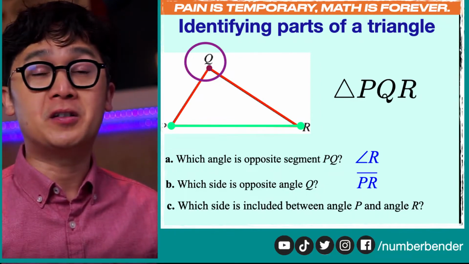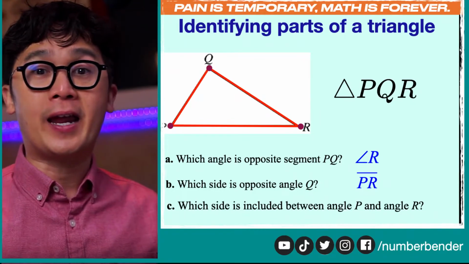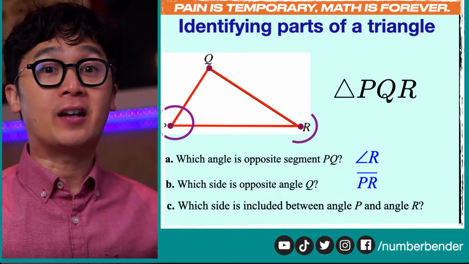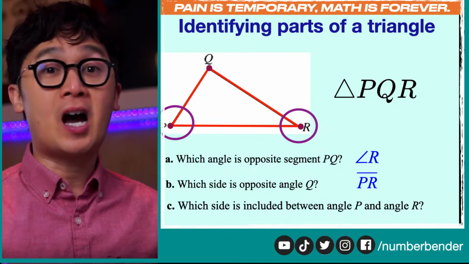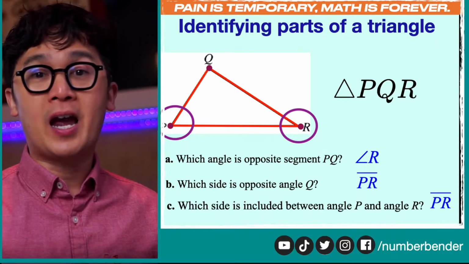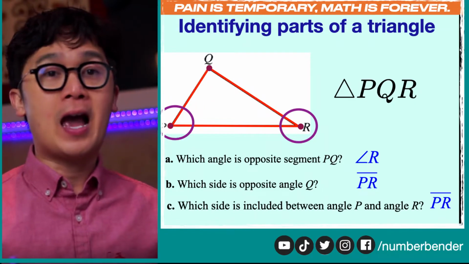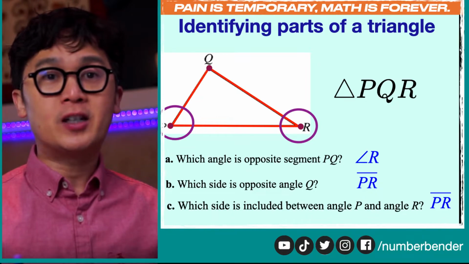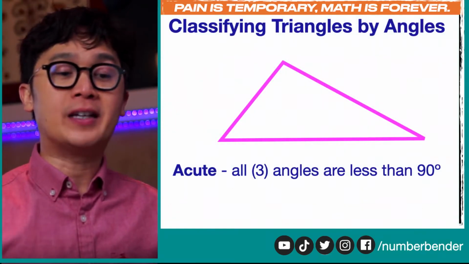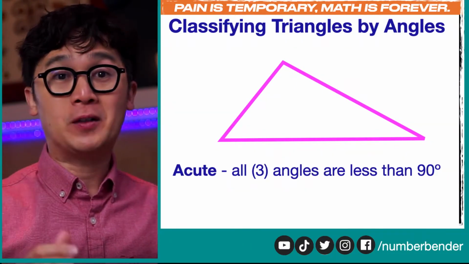So for problem number 3, if we're going to look for which side is included between angle P and angle R, we know that angle P is here and angle R is there, and the side that is included in between those two angles will be side PR. So this is how we use our parts and how we use notations in geometry to name our parts in a triangle.